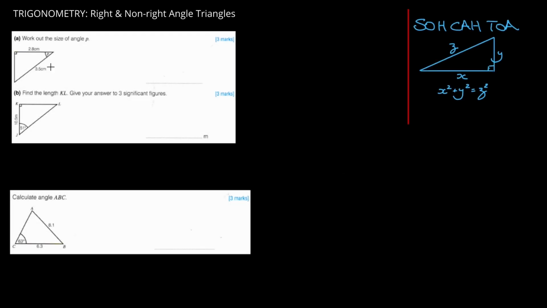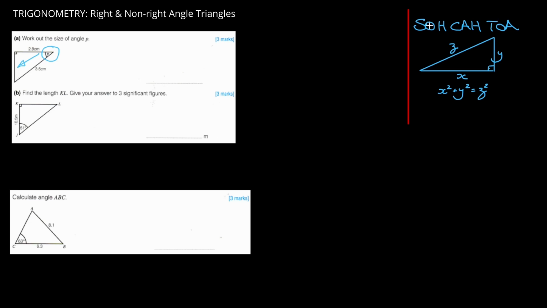Question 1, you can see, deals with a pair of right-angled triangles, and question 2 does not. So let's have a go at question 1. They want us to work out the size of angle P, which is this angle here. And if we look out from that angle, we're clearly not interested in the opposite side.